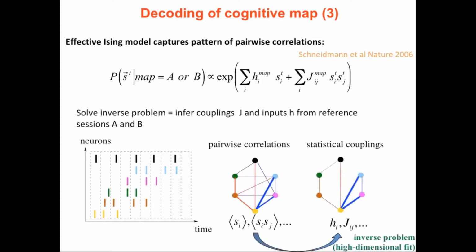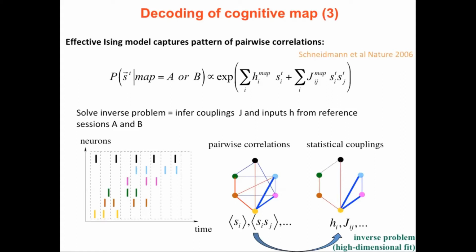So again, what is going to be the procedure? We start from a raster plot, which corresponds to the activity of the recorded neurons as a function of time. And from that, we will compute the mean activity of each cell, <Si>, averaged over the time bins, and the mean pairwise activities, <Si Sj>, for all pairs of cells. So if we have n recording neurons, we will have n mean activities and n times (n minus 1) over 2 pairwise correlations <Si Sj>.